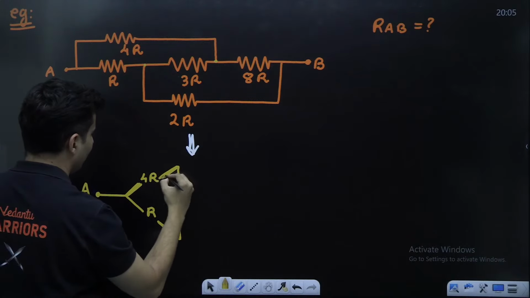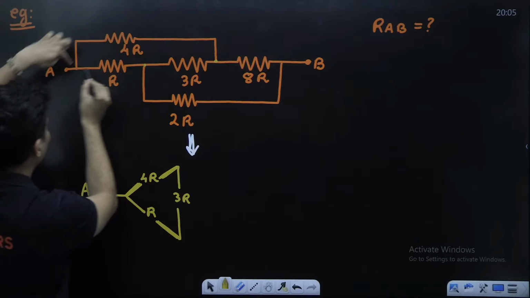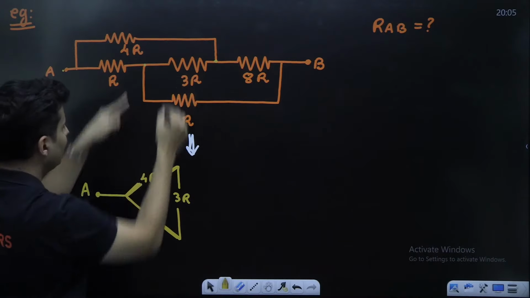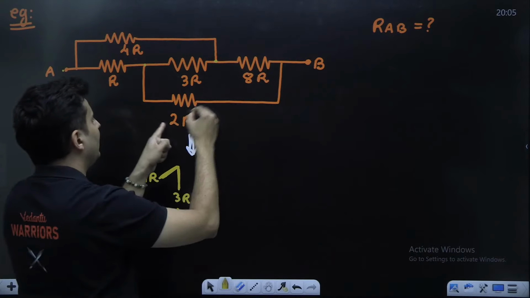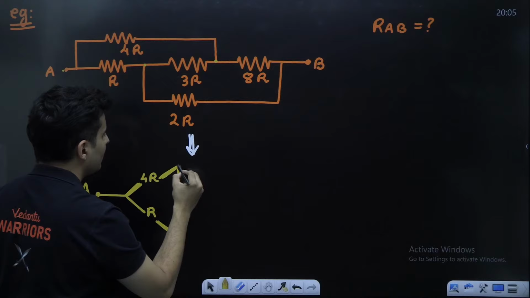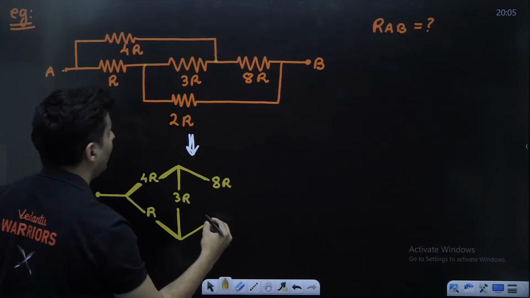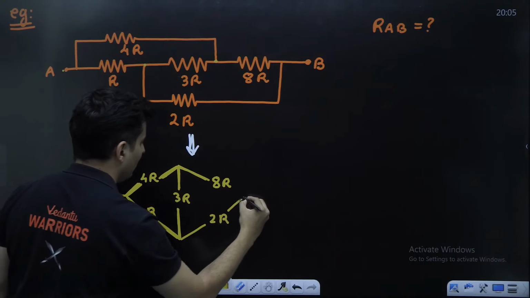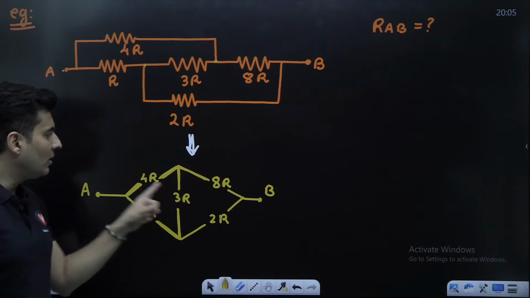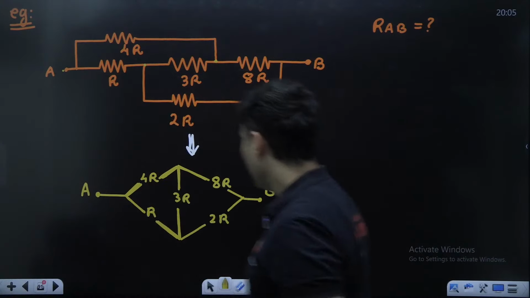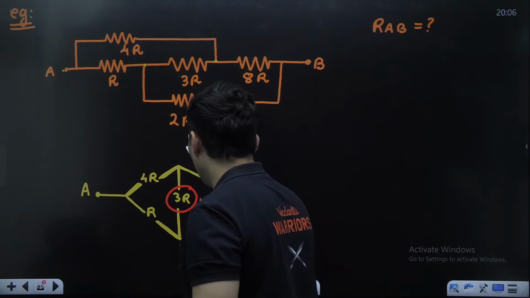Okay, fine till this. R and 4R are connected to point A. Eventually, they are connected between 3R. Now, this 3R is connected via 8R and 2R to this particular point B. Does this not look like a Wheatstone bridge now? Yes, definitely. So we can completely ignore this.